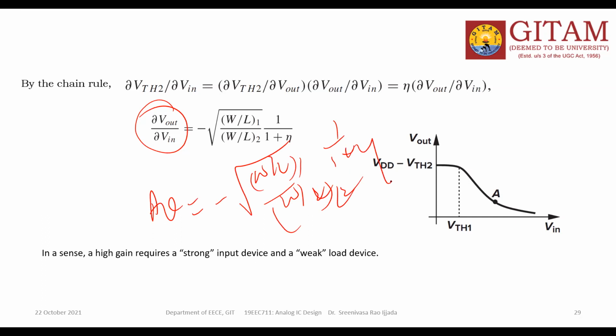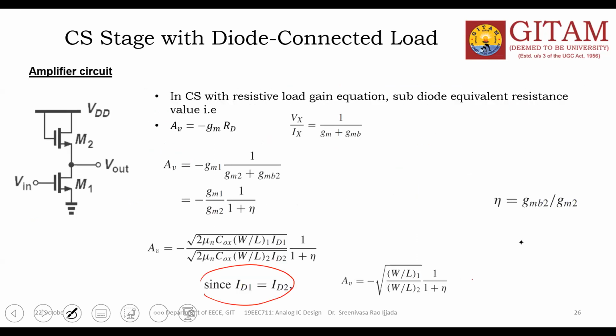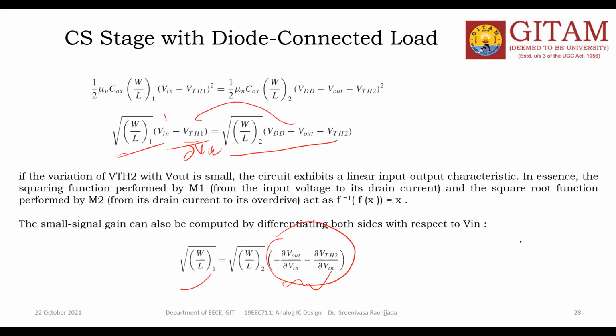I think this equation and the earlier equation are both the same. So this is the equation derived through this method. This is the gain equation you computed from the currents.